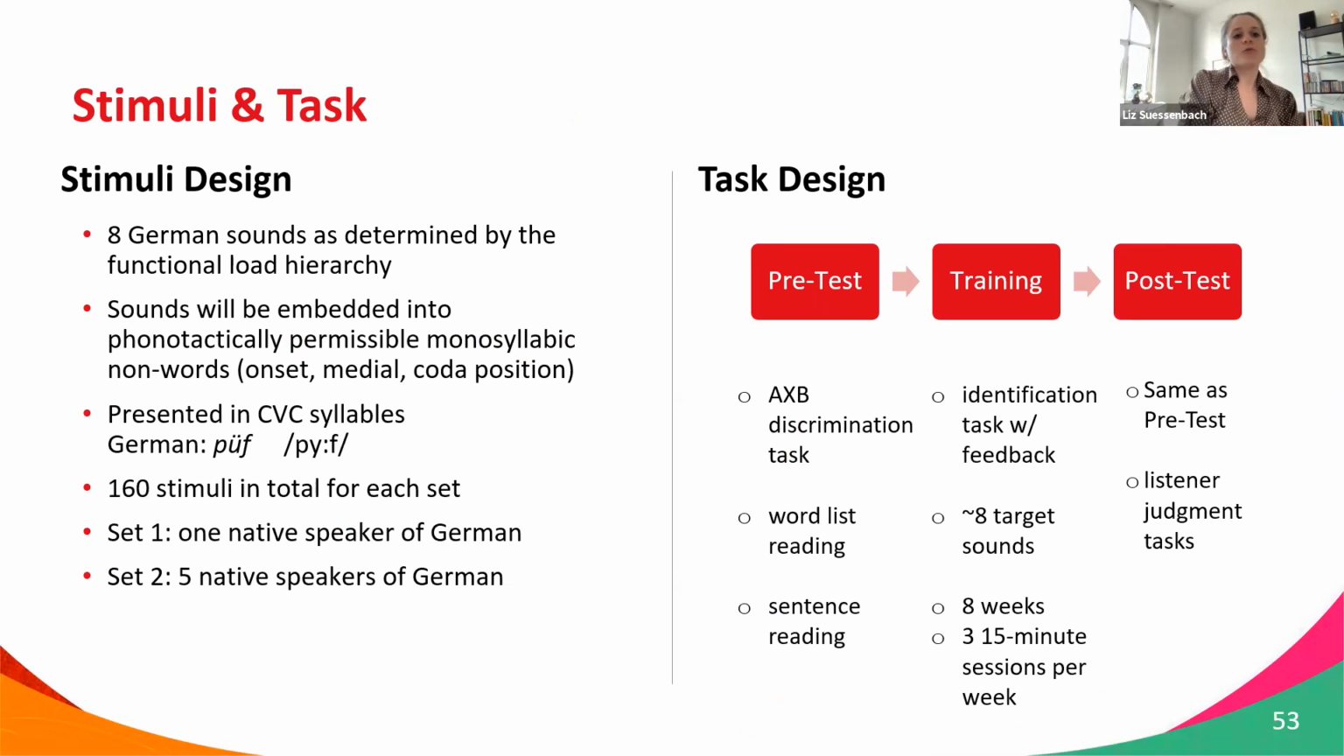So I'm still determining which sounds to look at here, and I'm doing this based on the functional load hierarchy that we talked about earlier, which exists for English, but not for German yet. I'm currently in the process of figuring that out. And my idea was to embed these critical sounds into CVC syllables, and they're supposed to be non-words, just in case, because they will have had some exposure to German by the time we get the study running. And then they'll receive 8 weeks of training, 3 times per week for 15 minutes, with the identification task and feedback in the different conditions.